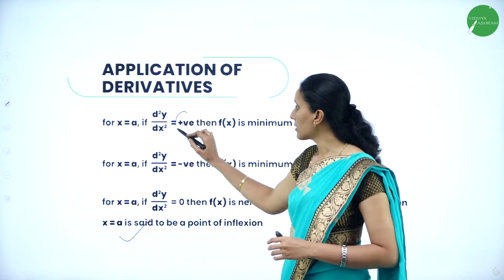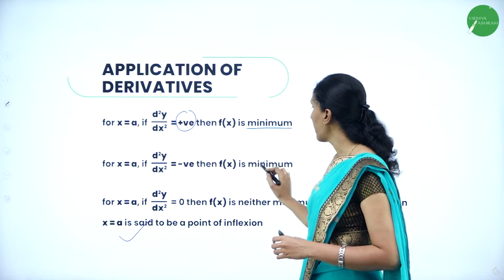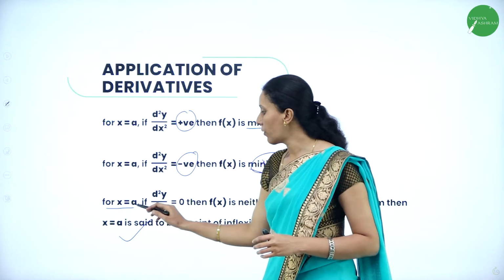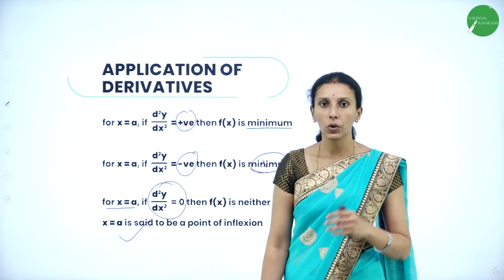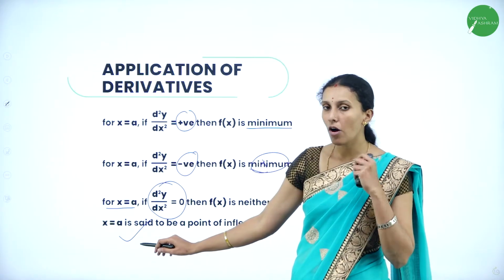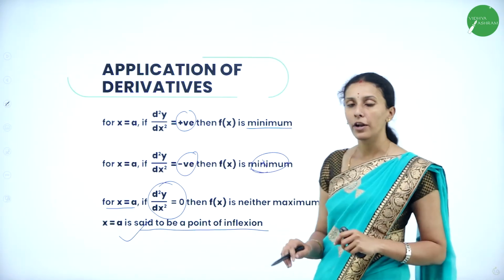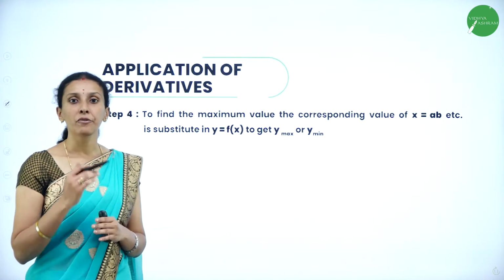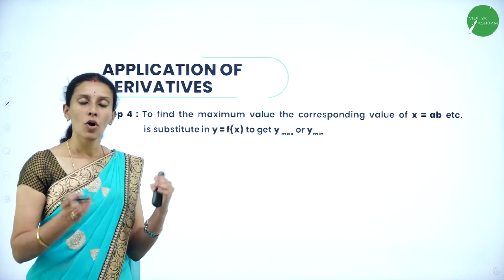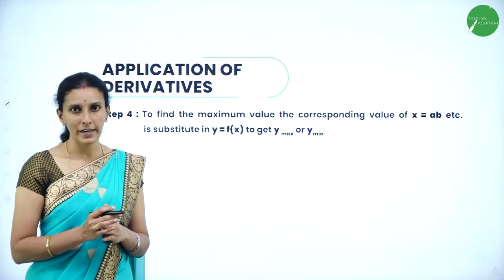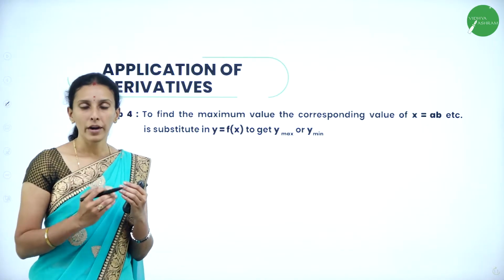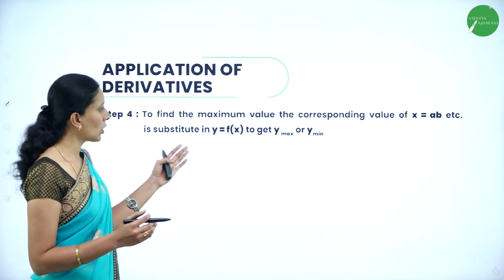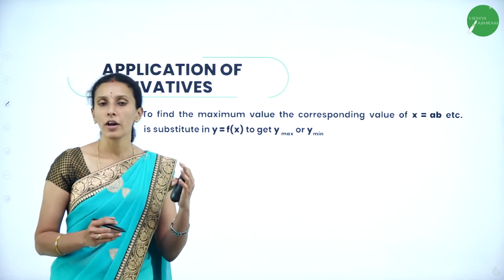So, remember, if it is positive, we say it is minimum. If it is negative, we say it is maximum. And at x is equal to a, if the second derivative is equal to 0, that means it doesn't have any maxima or minima. It is said to be a point of inflection. Next, step 4. After finding whether the given function has a maximum value or minimum value through d square y by dx square, using the values of x which we have already solved, substitute the value of x in the given equation and find y maximum or y minimum.